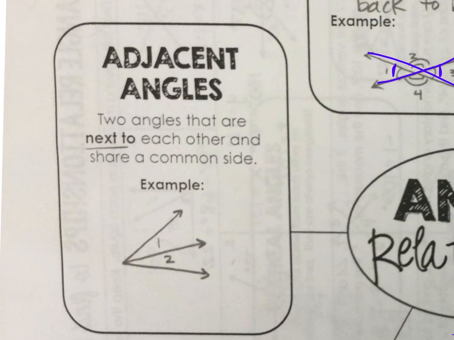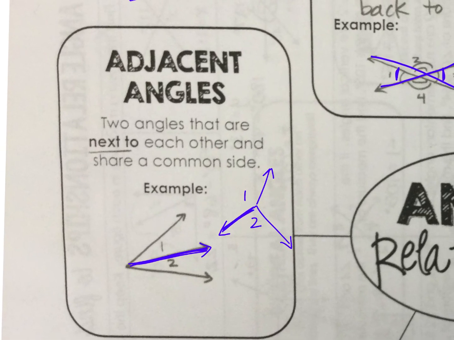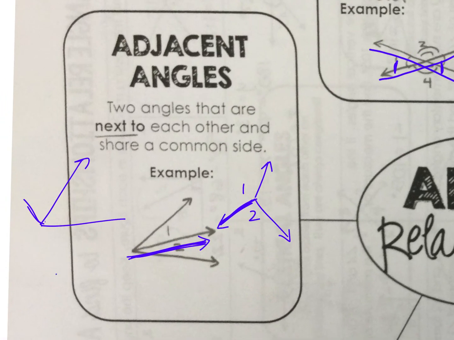And the last thing is adjacent angles. Remember that adjacent means touching. They have to touch the same side. So they could look like this, because 1 and 2 are touching, sharing that side. They could look, I ran out of room, like that. They could look like this because they're sharing that side. They just have to be touching a side.